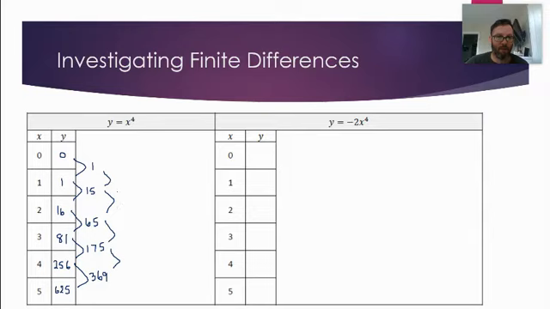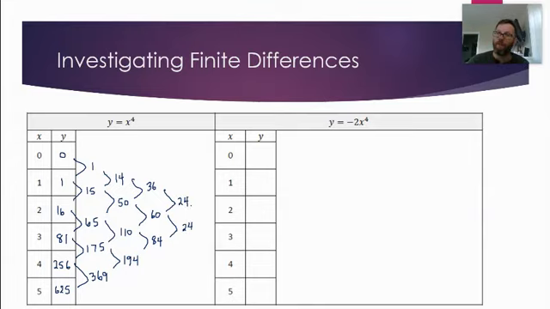Let's look at the second differences. 14, 50, 110, and then 194. The second differences are not equal because it's not quadratic. Let's continue. 36, 60, 84. The third differences are not equal, but that's okay because it's not cubic. If we go one more time and look at the fourth differences, 24 and 24. The fourth differences for a quartic polynomial are equal.